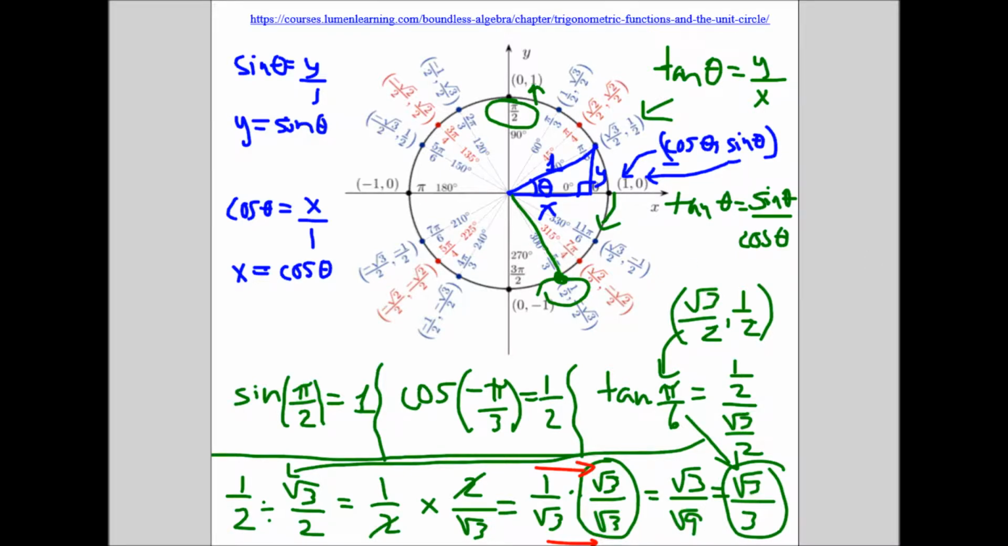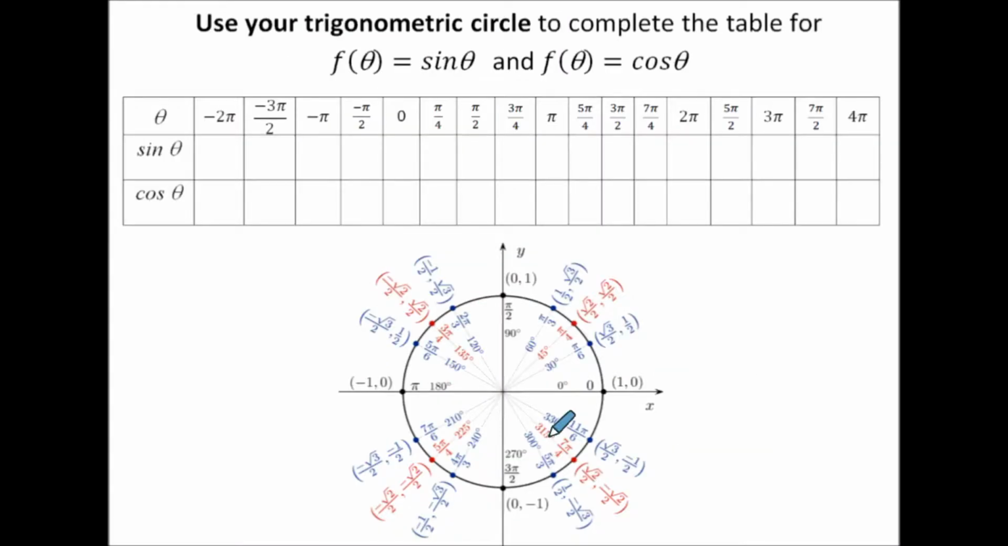So now using your trigonometric circle, you can use all those points around to complete the table here to figure out what the graph of sine theta or cosine theta looks like. I'm going to start doing the first line with you. How do I find sine of negative 2 pi? Remember, when we go positive, we go that way. So for negative 2 pi, we have to go the other way and make a whole circle. And sine is always the second coordinate.